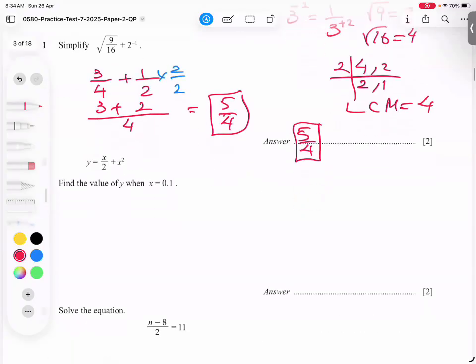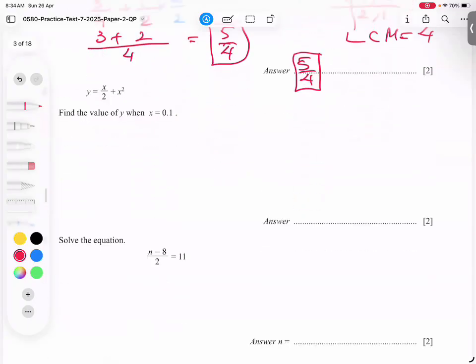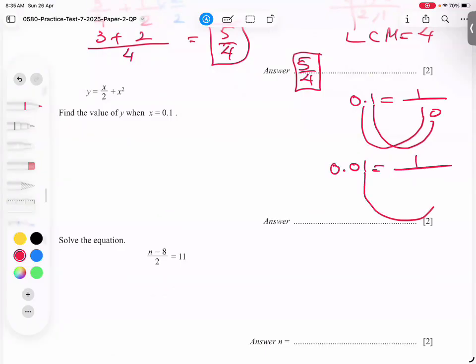Okay, let's talk about question number 2. When I plug in 0.5 here and 0.1 here, do you know, students, how to remove the decimal? I'll tell you. For 1, I will write 0. For the decimal, I write 1. Same again, 0.01: for 1, I write 0. For 0, I write 0. For the decimal, I'm writing 1. I think the idea is very clear.